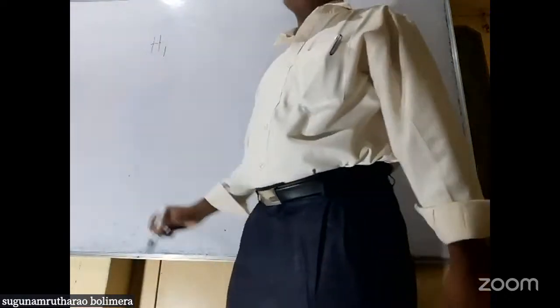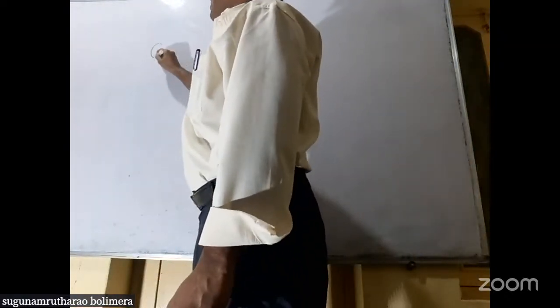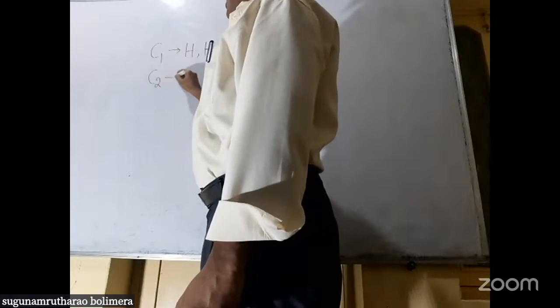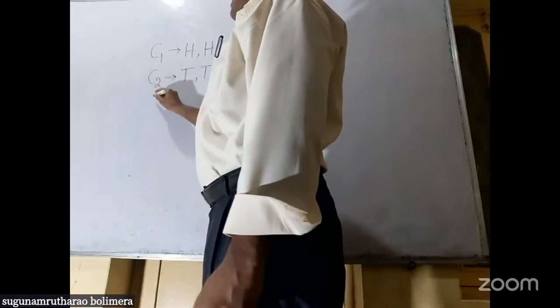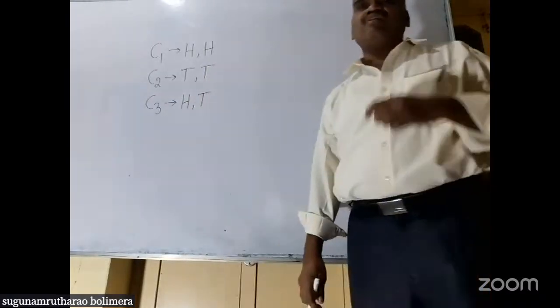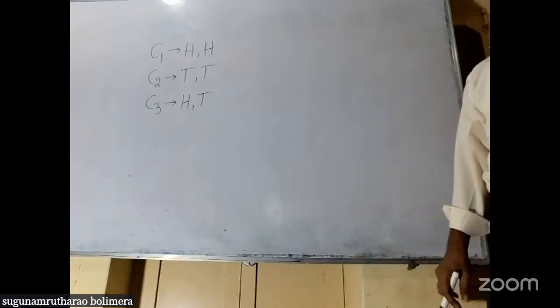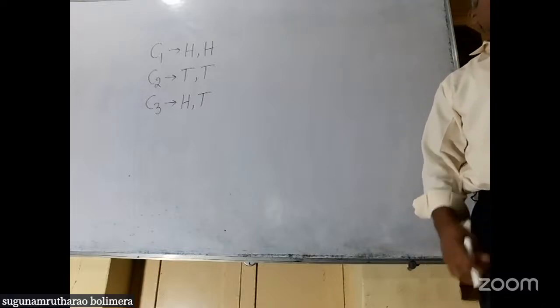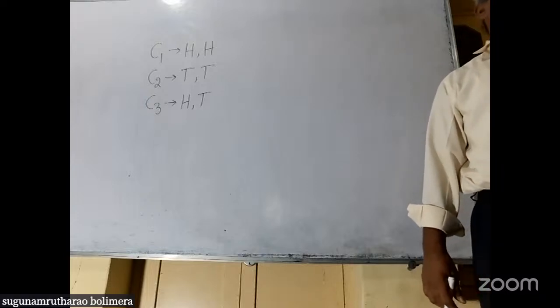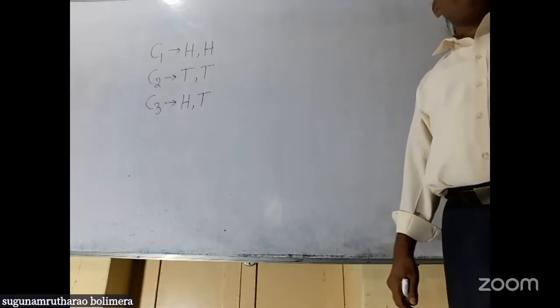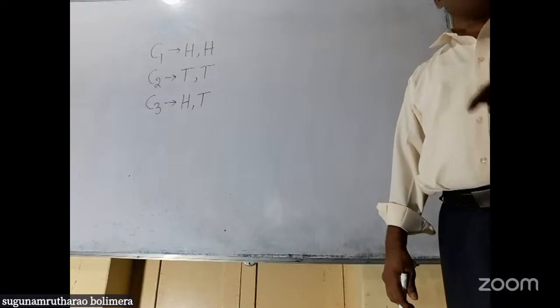So here there are 3 points given. Let the points be C1, C2, and C3. C1 is both heads, C2 is both tails, and C3 is one head and one tail. Coin is taken at random means C1, C2, C3 all have equal chance of occurrence.